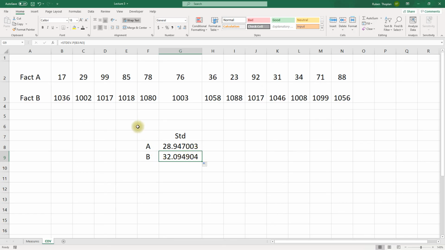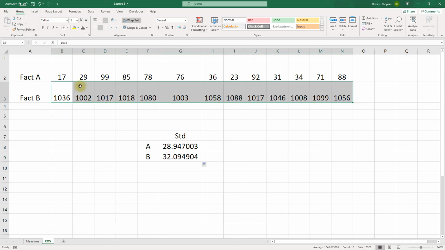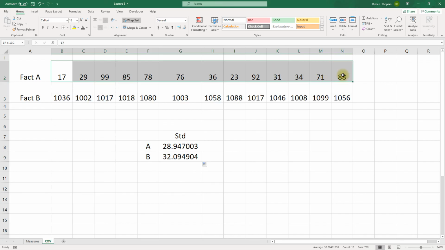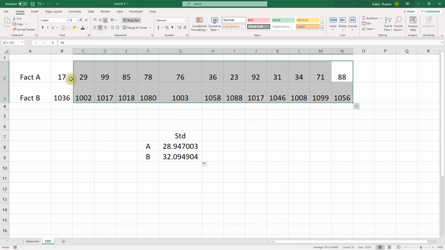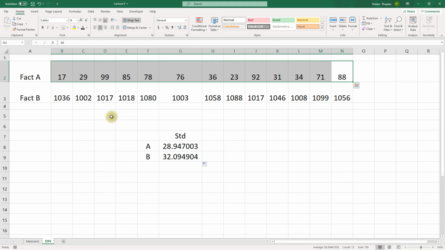You see that factory B has a higher standard deviation than factory A. The first thing that you might be tempted to say is that because factory B has a higher standard deviation than factory A, it means that factory B is more dispersed than factory A. So you might be tempted to say that factory B is less consistent in its production than factory A. But you need to understand that this is wrong, because if you just look at it visually, you would understand.